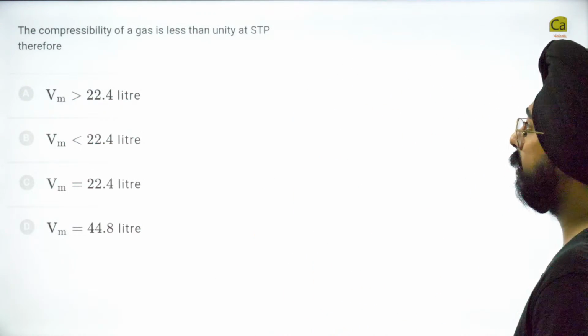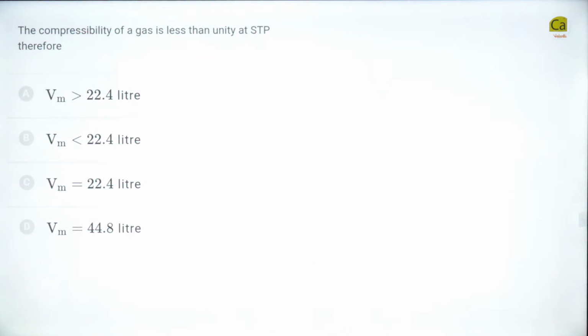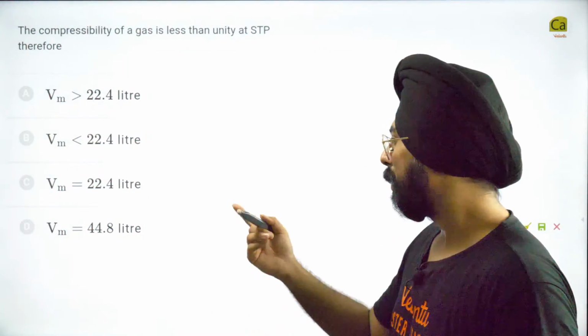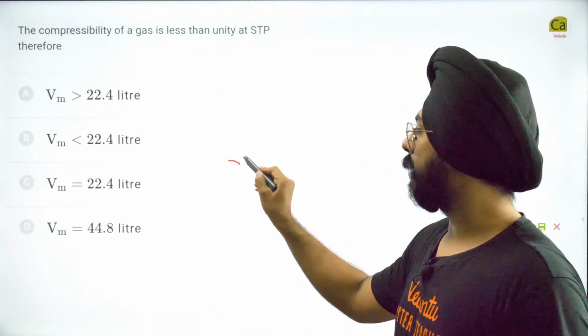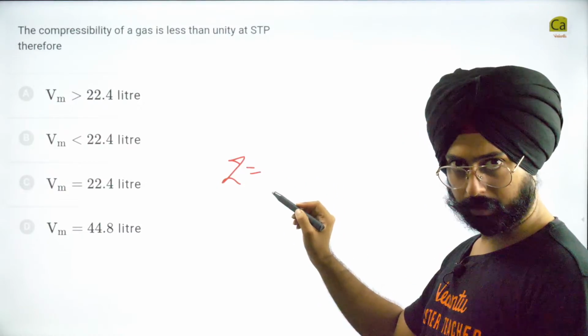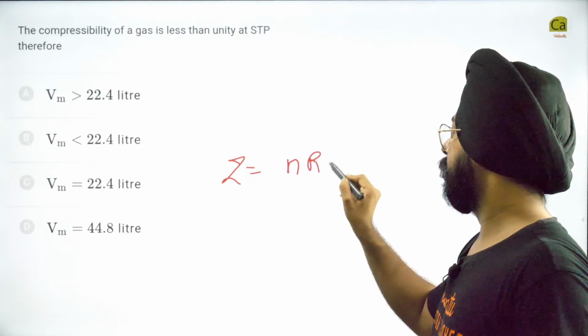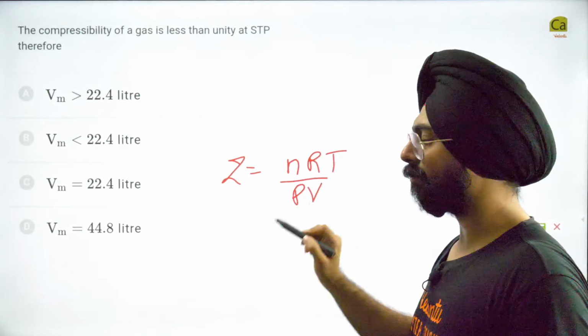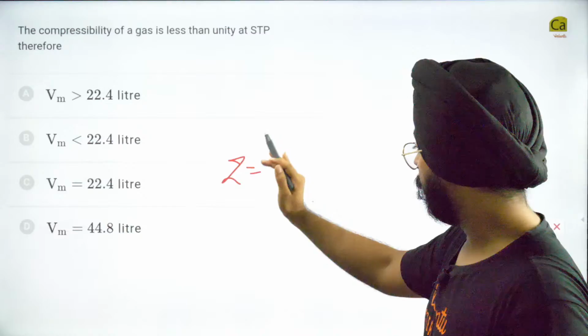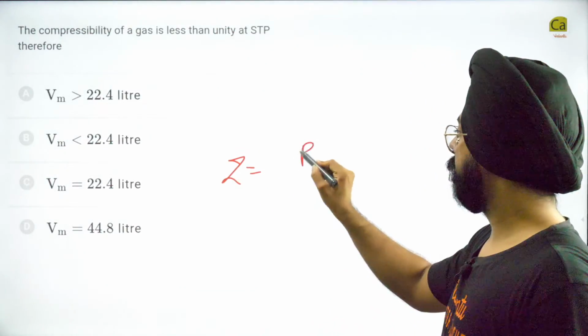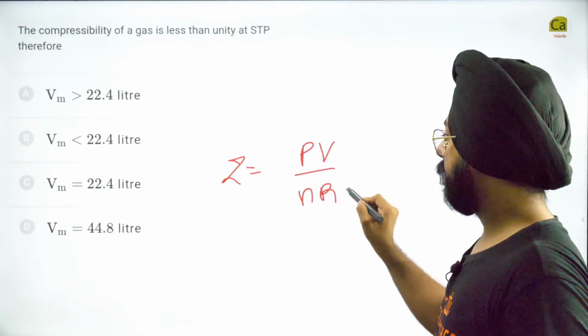This question: the compressibility of a gas is less than unity at standard temperature and pressure. Therefore, my dear friends, compressibility Z can be written as nRT by PV. Sorry, I wrote it upside down. PV equal to Z nRT. So Z equals PV by nRT. Can I write this?